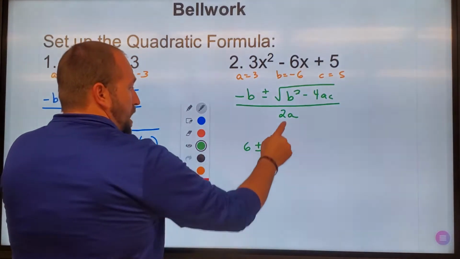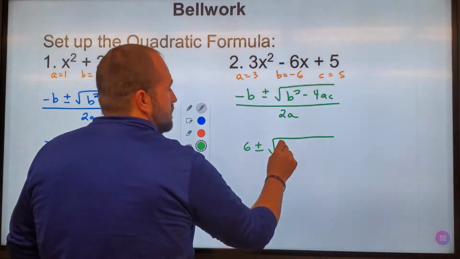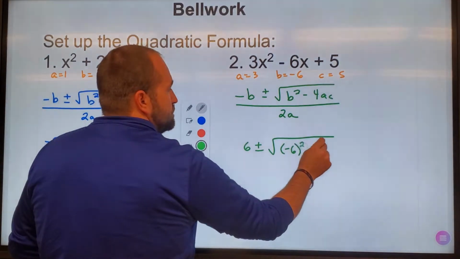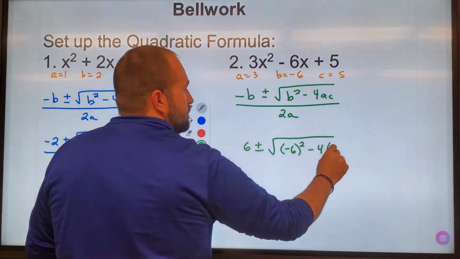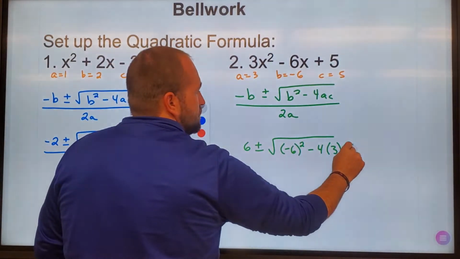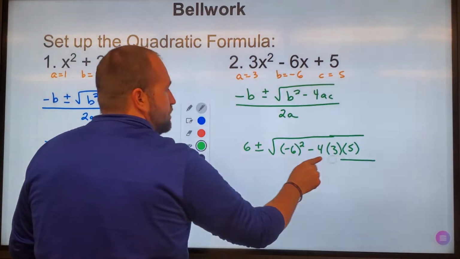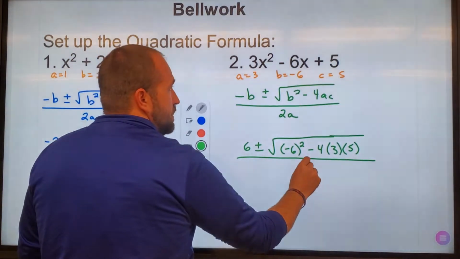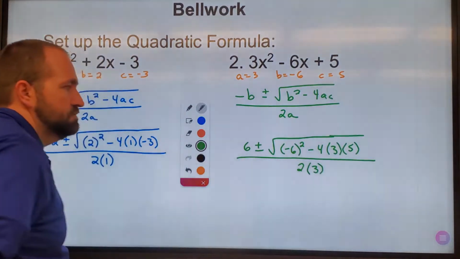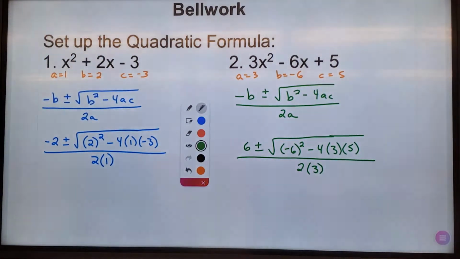Plus or minus the square root of b squared, so -6 squared, minus 4 times the value of a, times the value of c, all over 2. Ooh, that's a horrible 2. 2 times the value of a. Okay.